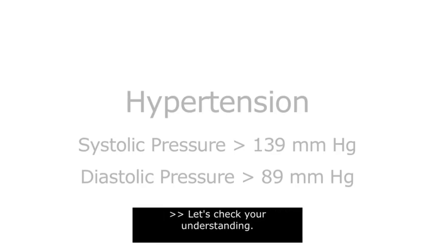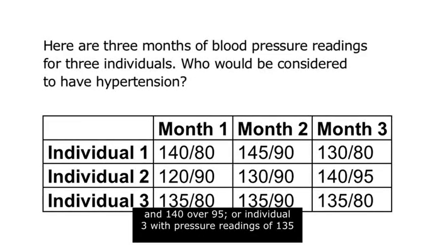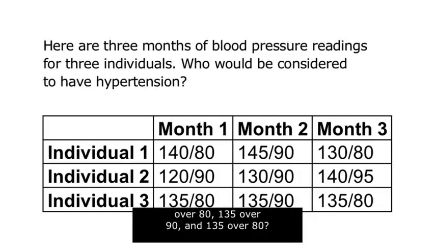Let's check your understanding. Here are 3 months of blood pressure readings for 3 individuals. Who would be considered to have hypertension? Individual 1, with pressure readings of 140/80, 145/90, and 130/80. Individual 2, with pressure readings of 120/90, 130/90, and 140/95. Or individual 3, with pressure readings of 135/80, 135/90, and 135/80.